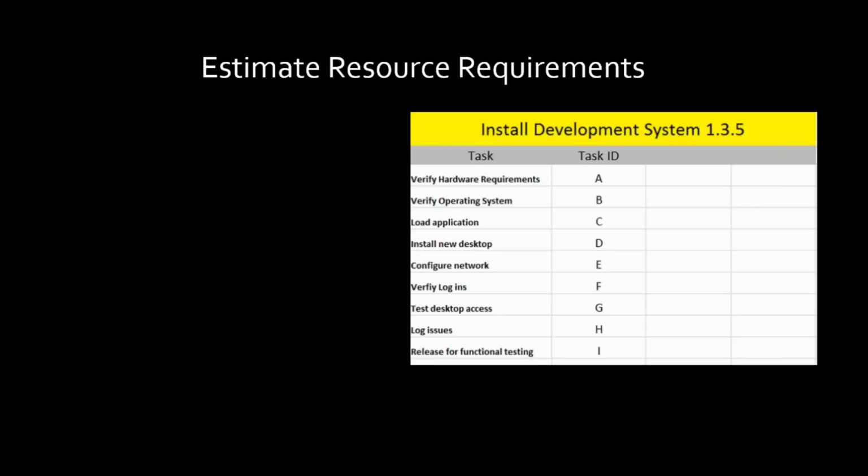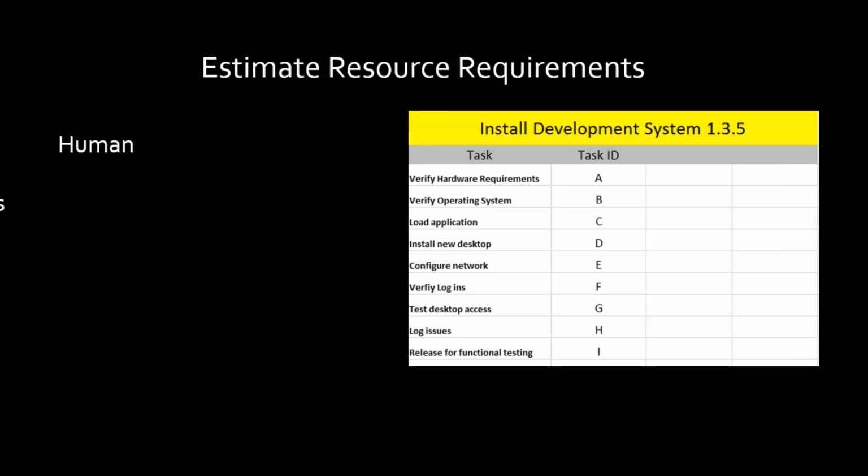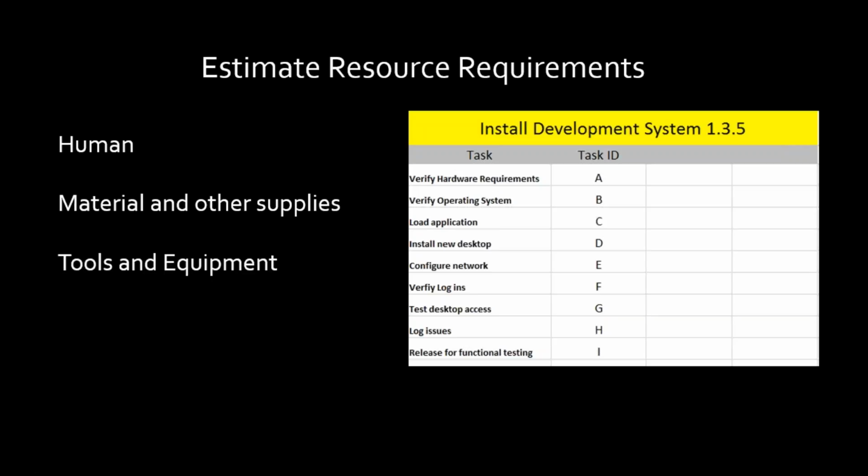Now that we've done that, let's look at each one of those 9 tasks individually and say what resource requirements each of those tasks requires. As you can see, here's our list again of the 9 tasks. The resources I'm going to account for, let's even take verify hardware requirements, Task A. Each and every one of these tasks, I'm going to estimate the resource requirements for, start to finish. That means the human resources, the skill sets, the materials and supplies that I might need, the tools and equipment that we'll need to do this.